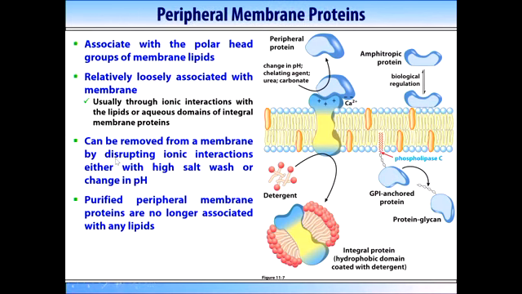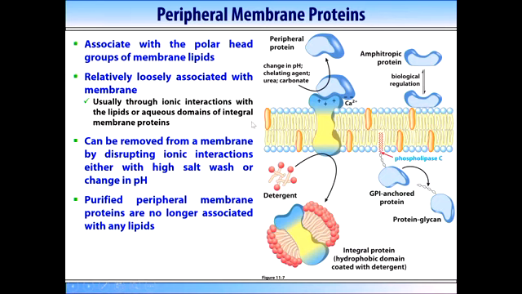So peripheral proteins basically are the ones which are located at the periphery of the membrane. But what does this mean? They are associated with the polar head groups of membrane lipids, and they are relatively loosely associated with the membrane. Loosely means that they can be removed from a membrane by disrupting ionic interactions, either with a high salt wash or a change in the pH.